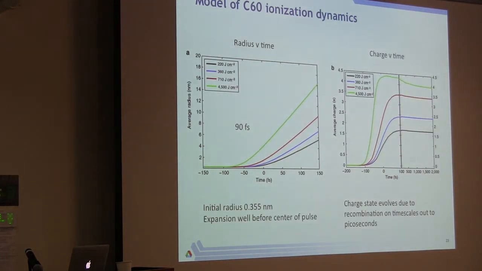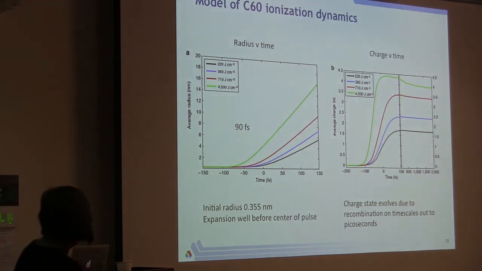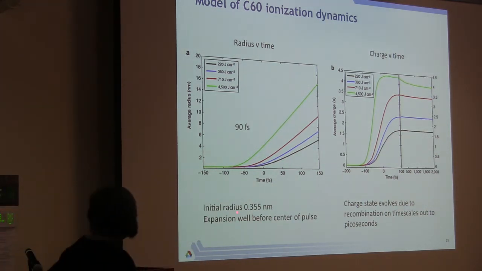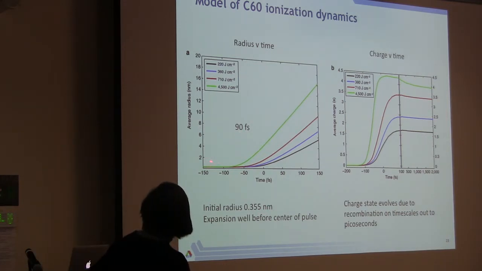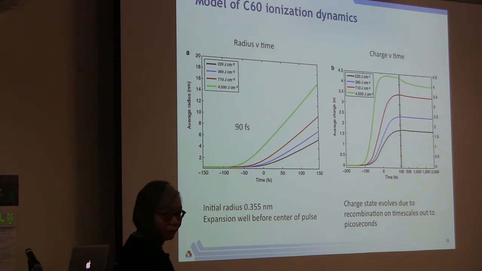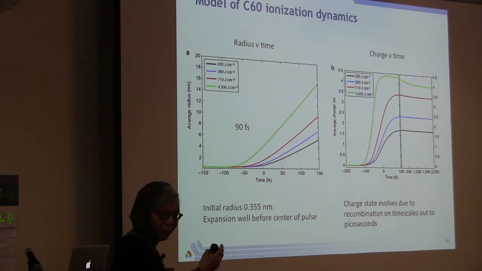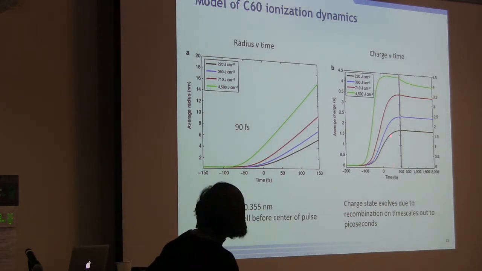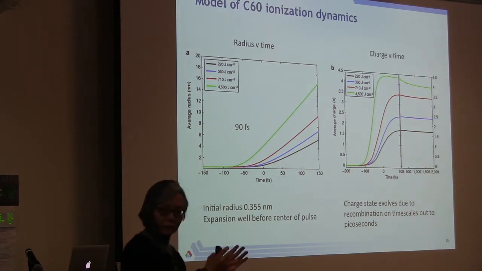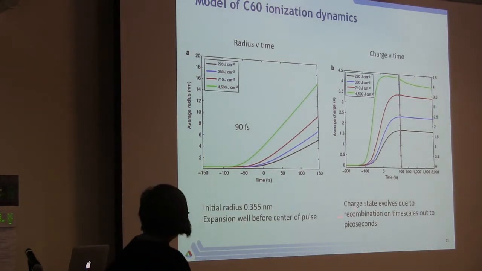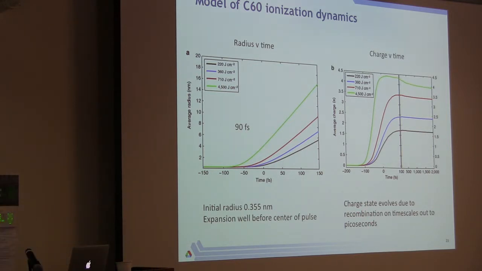Okay, so when you model things, it started out with an initial radius of about 3.5 angstroms, and then you can see for a 90 femtosecond pulse at very high fluence that you can have a pretty large expansion, from down here all the way up to here by the center of that pulse. So, it's pretty dramatic. You really need to show pulses, right? And then you can see that the charge state continues to evolve, and this is something that's required for the modeling, all the way out on time scales of picoseconds.